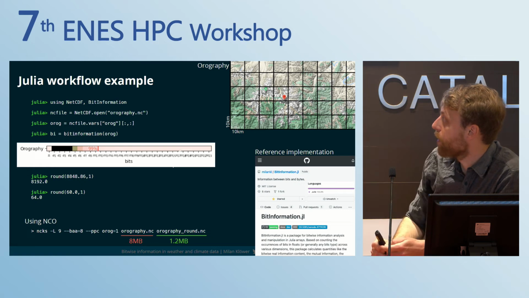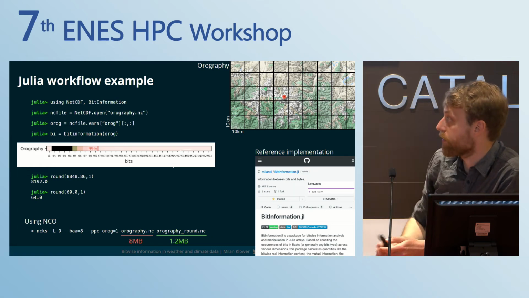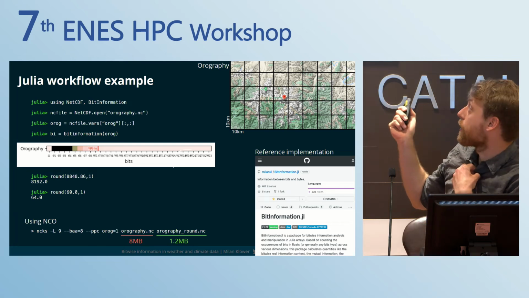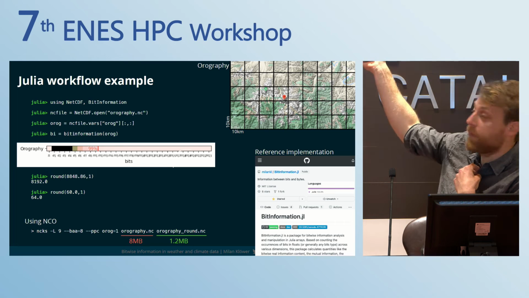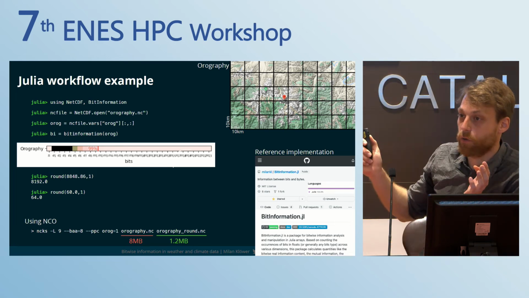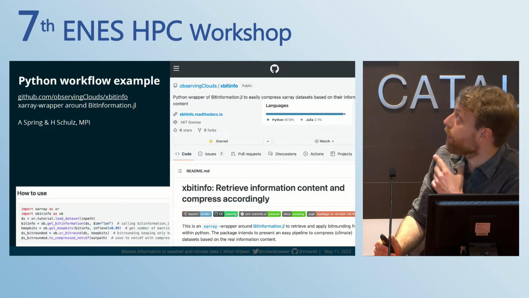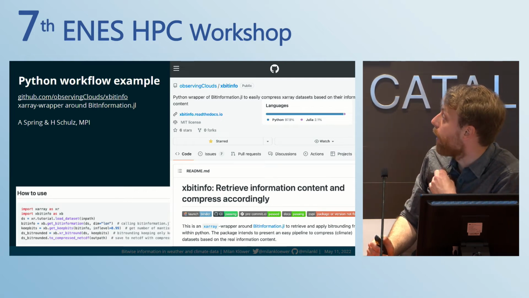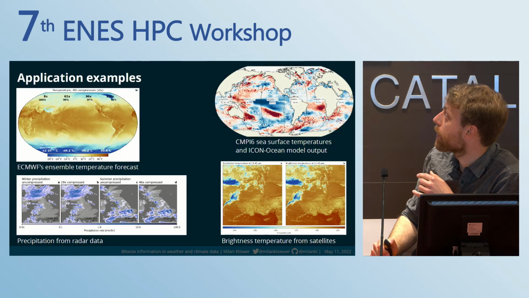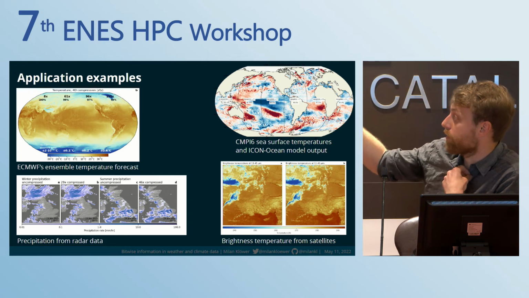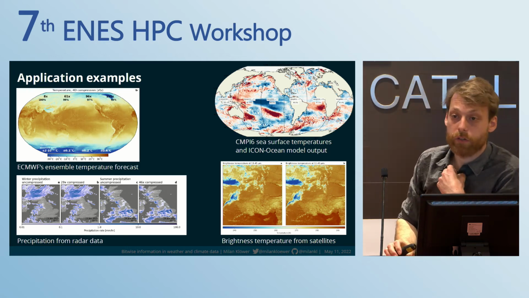NCO already has these things included, so you can just use these, and this is my reference implementation. If you would like to use that and are interested in this concept, the issues there are the place to go to show what you've done. Does that make sense? I would love to hear this feedback. There's also a Python workflow example now coming. This is a pipeline that Aaron Spring and Hauke Schulz at MPI have been developing, wrapping around my package. These are some other examples where this also worked nicely. We now support mask arrays. You can also do this with precipitation data. And thanks for your attention.